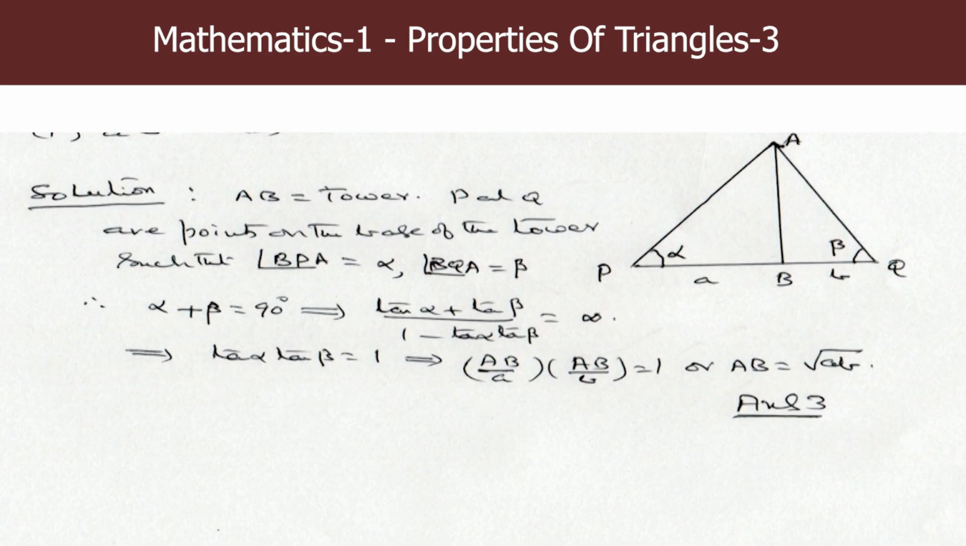Tan alpha tan beta is equal to 1 implies, if you use the tan theta definition, AB by a into AB by b is equal to 1, or AB square is equal to ab, or AB is equal to square root of ab. So that is AB, which means the tower height. That is equal to square root of ab. So the correct option is answer number 3.